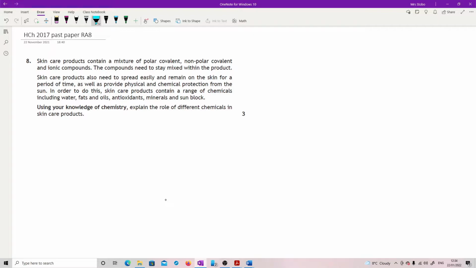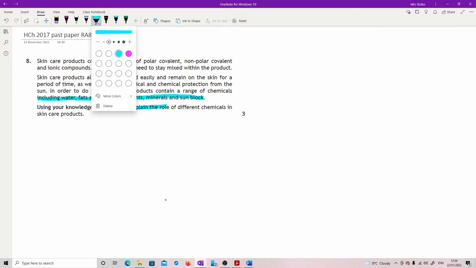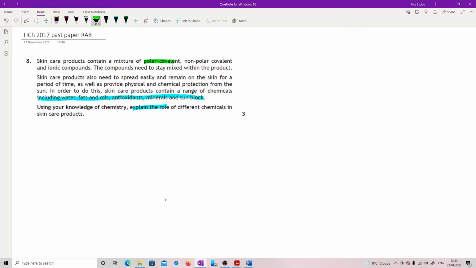So breaking this down, we are looking for explaining, when it's saying explain the role of different chemicals. So what it tells you is that they contain a range of chemicals, including water, fats and oils, antioxidants, minerals and sunblock. Okay, and then they have what each of these things is trying to do. So it says it's a mixture of polar covalent and non-polar covalent and ionic compounds. And it says they need to stay mixed.